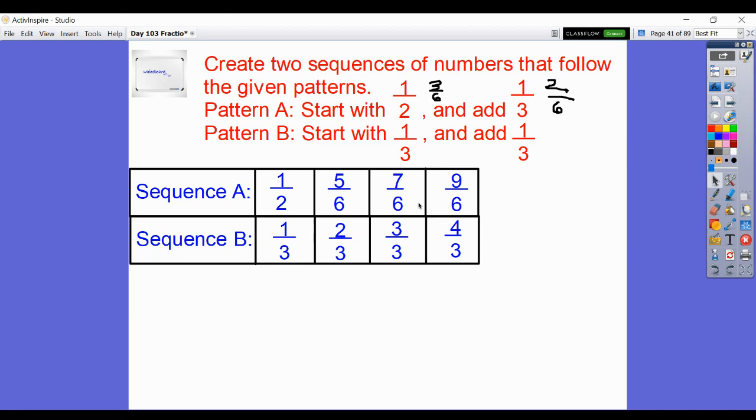Okay, hopefully you've done that now and you're back again. So 7/6 should be 1 1/6. 9/6 should be 1 3/6, but 1 3/6 really should be written as 1 1/2. 1/3 is fine. 2/3 is fine. 3/3 is what? You're right on. 1 whole, and 4/3 would be 1 1/3. And it should look like that.